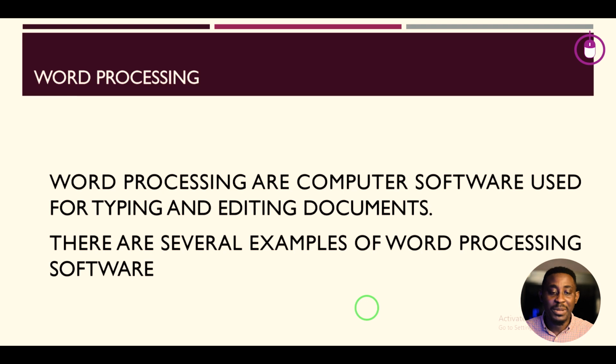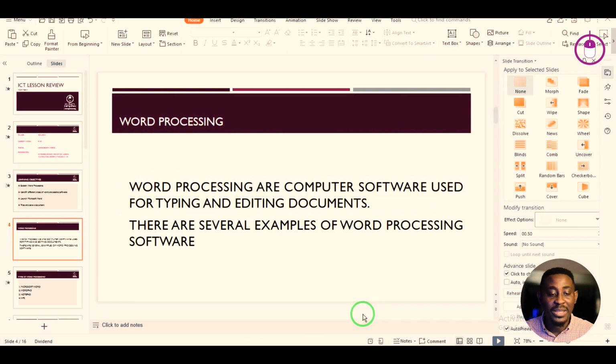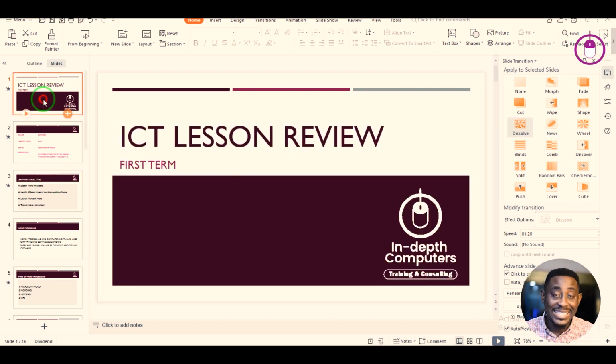Microsoft Word application, or word processor, or word processing software, is software used for typing and editing documents. Microsoft Word application is a computer software that is used for typing and editing documents.